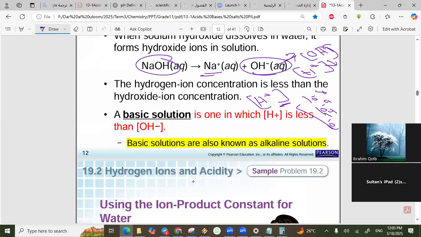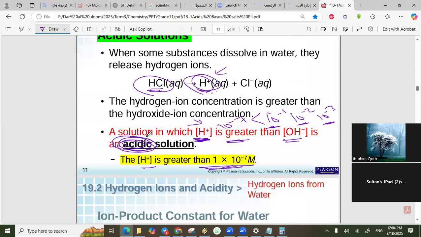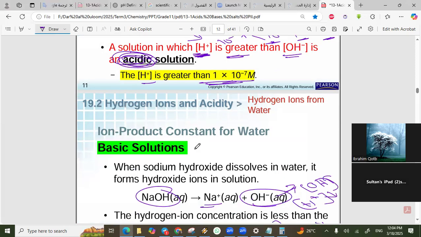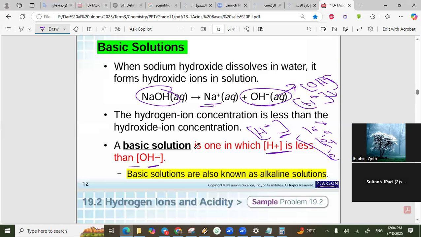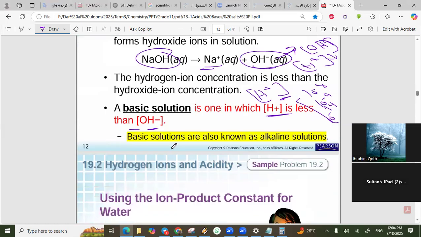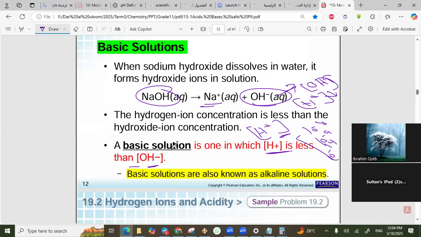Okay. So basic solution is one in which H plus is less than OH negative. Acidic solution is one in which H plus is greater than OH negative. How do we make a solution acidic or basic? It's done by adding acid or base to water. I think it is clear.